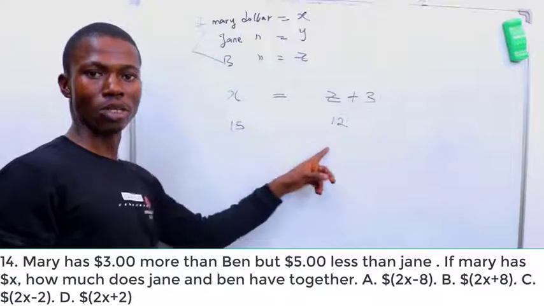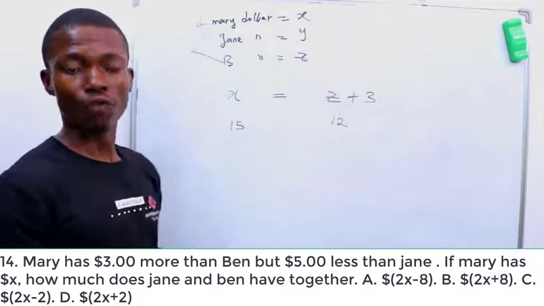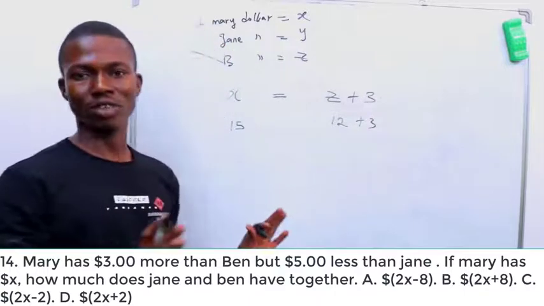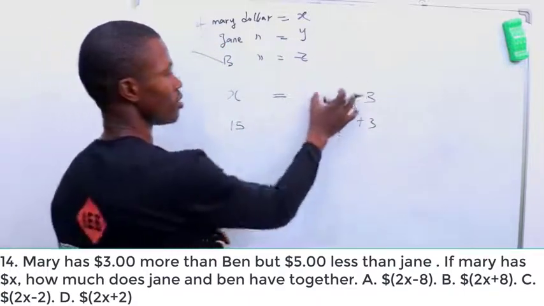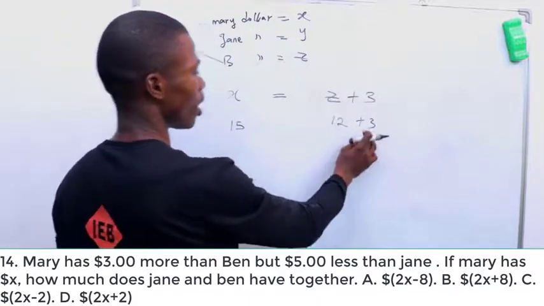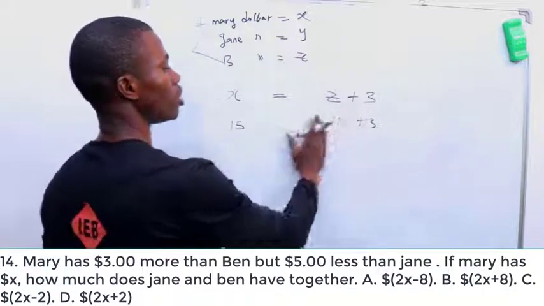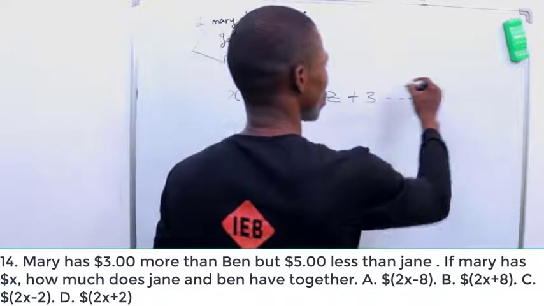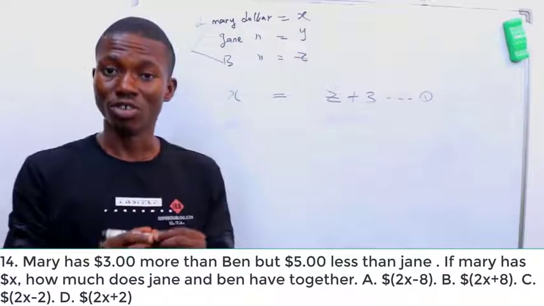So this is their money. For you to make Mary equal to Ben, you have to add 3 here. This is Mary, this is Ben, and this plus 3 will make their money equal. So let me clean this illustration. This is equation 1. This is our first relationship.